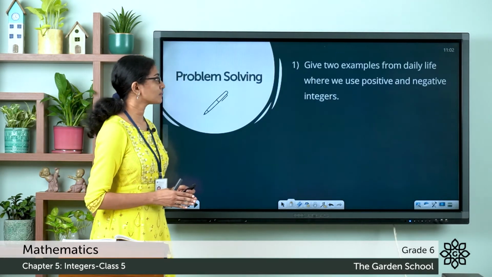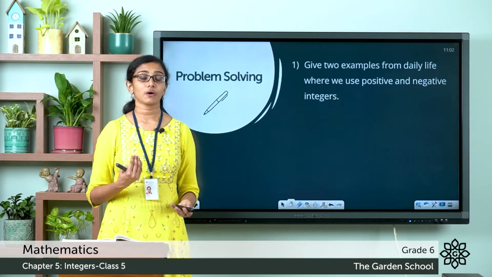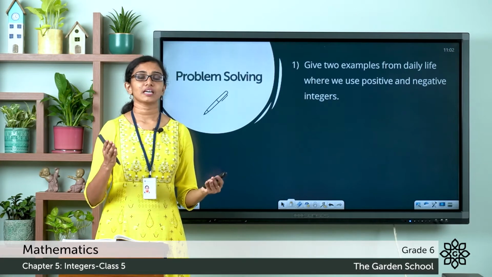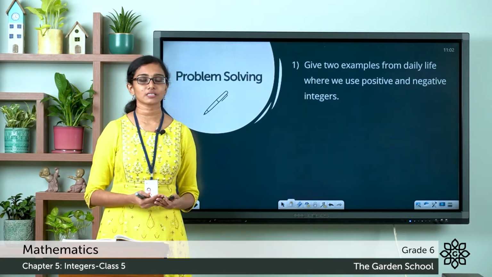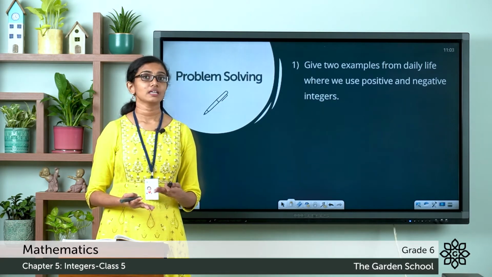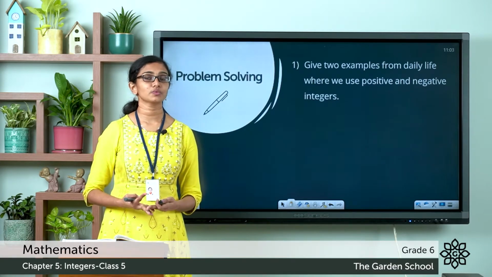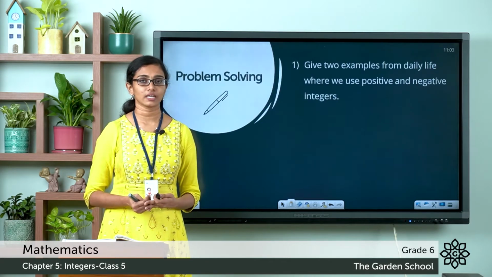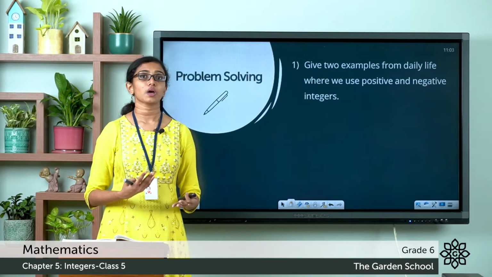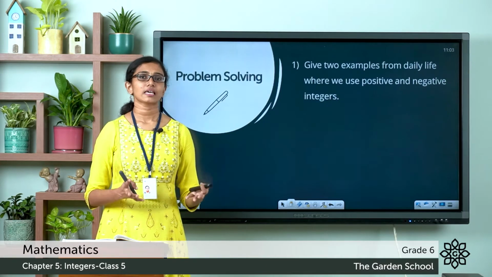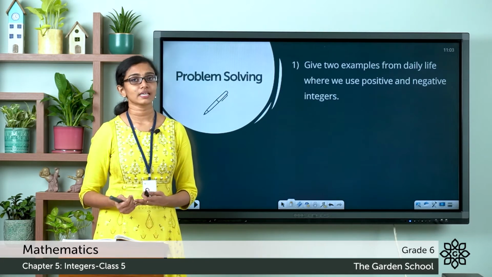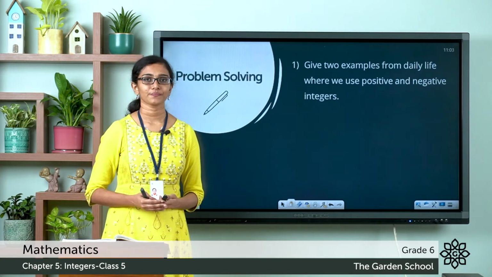It says give two examples from daily life where we use positive and negative integers. So we make use of integers every day. We use them on a daily basis. And when we learned about negative integers, we use them to denote cold temperatures, we use them to represent credit in the banking system, and we discussed different uses of negative integers in our day-to-day life. And you all are aware of where we use the positive integers as well. So just take any two examples where you use positive integers and another two examples where you use negative integers and note them down in your notebook.